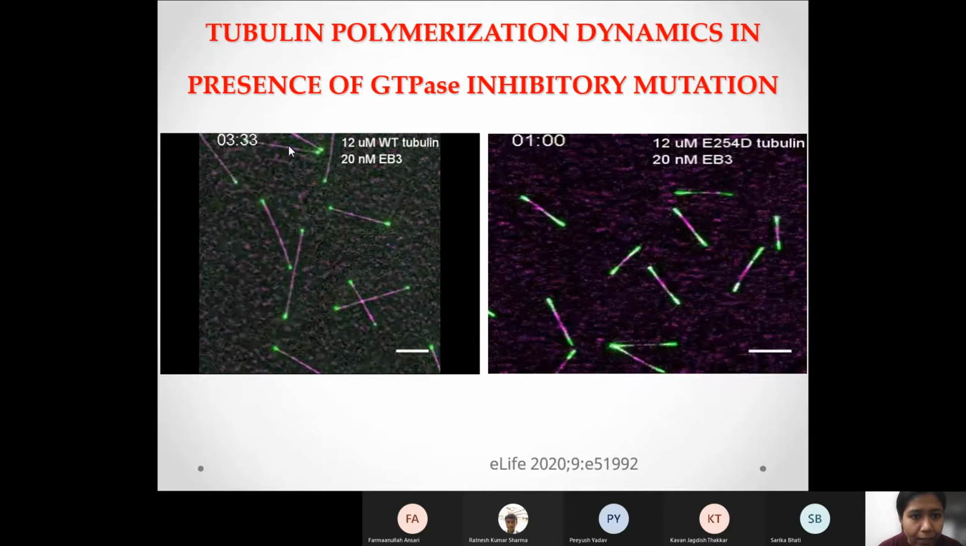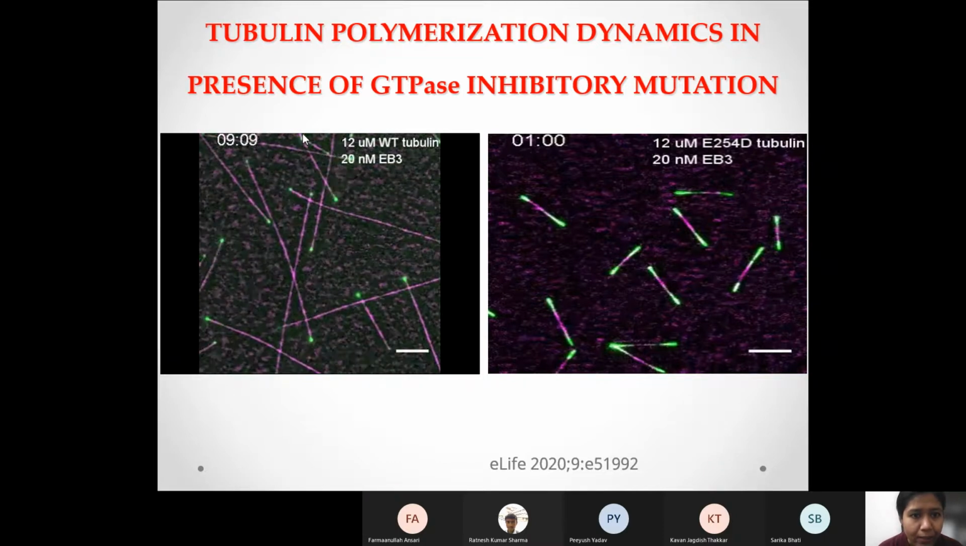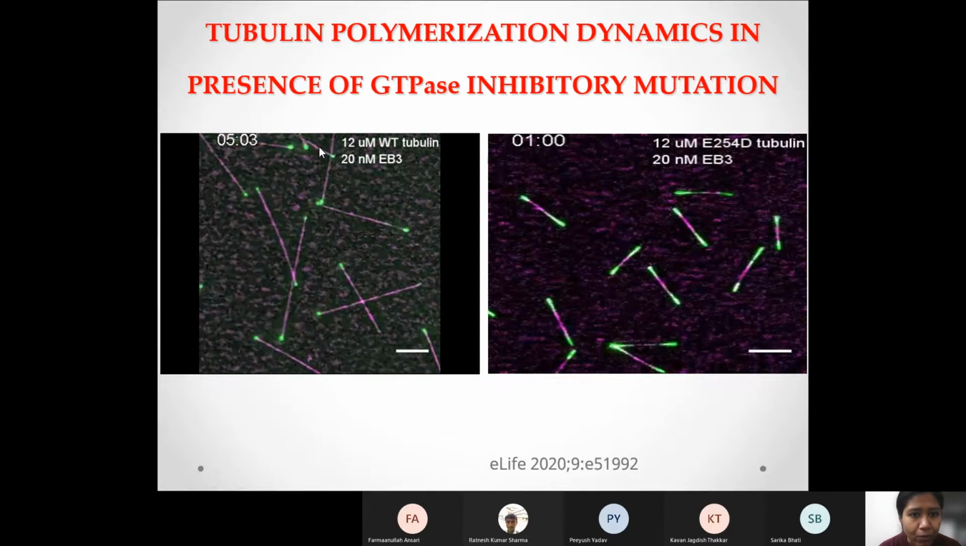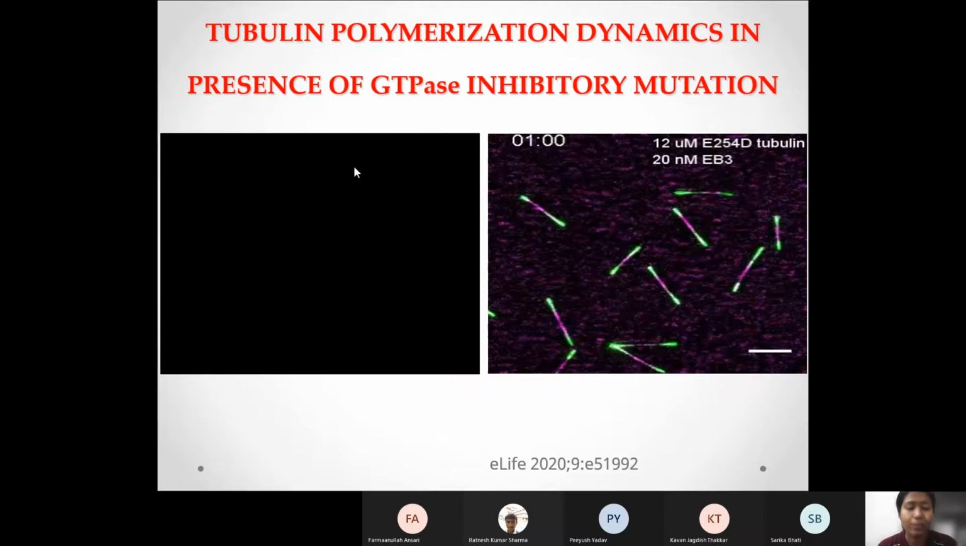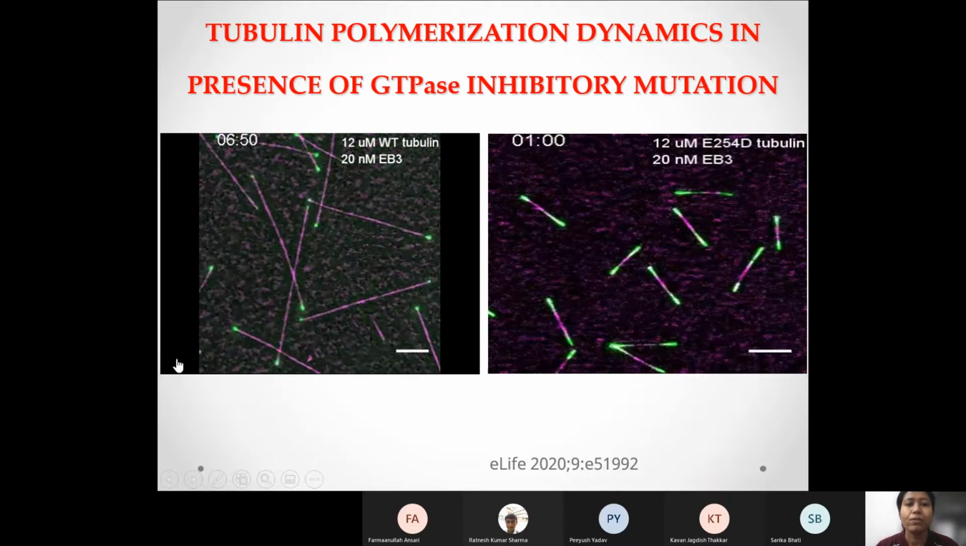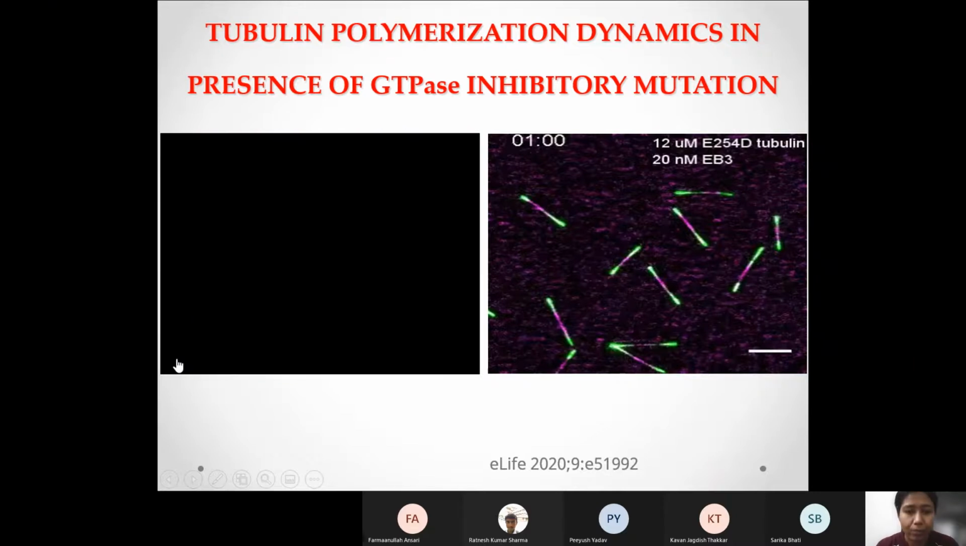So try to look at here. You would see that this extends and then you no longer see this filament. So that's a catastrophe event. So you see growth, you also see catastrophe. You see it forming, and then catastrophe is a very quick event, so it just depolymerizes.